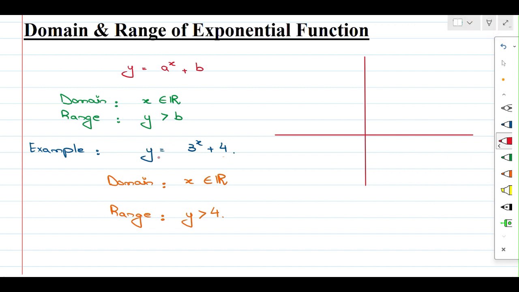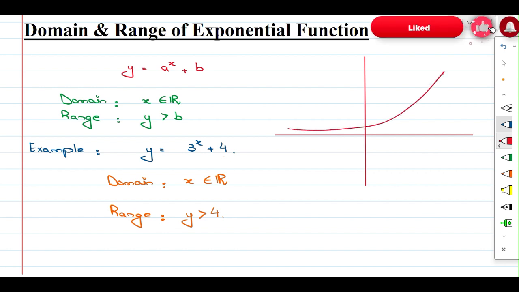Okay, so if we draw the graph of exponential function, this is how the graph looks like, right? It involves all x values, the positive, negative, and 0. So that is why the domain is all real numbers, but the range is decided with the help of that b value, right? If b is 0, then we can say y is greater than 0. If b is some other number, then we can say y is greater than that number.